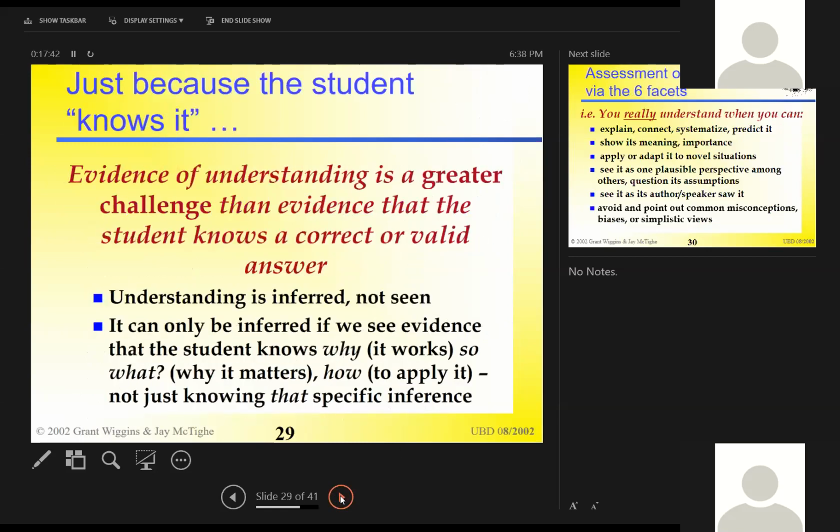Okay, so it's actually an evidence of understanding. It's really hard to gauge if somebody understands something. It's much easier to gauge if they know the right answer. So, when you use the verb understanding, that's one of my least favorite verbs in standards because it's very hard for me to test or measure or to see. So we have to really focus on, does the student know why it works, why it matters, and how to use it? So that becomes a key way to assess understanding. Okay?